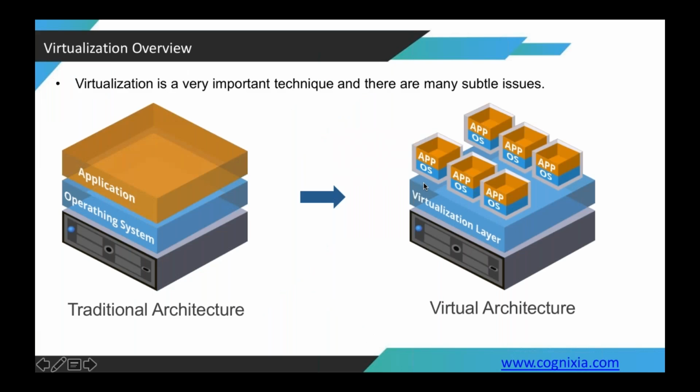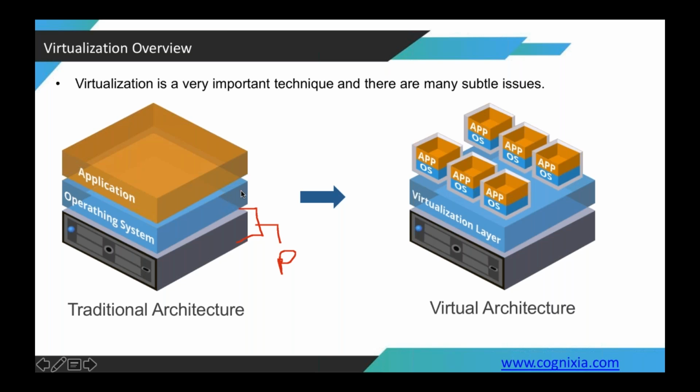So here is a traditional architecture of how things were working. If we see this architecture, usually we used to have this physical machine that I was talking about. This is basically a physical layer, and over this physical machine, we have an operating system installed.